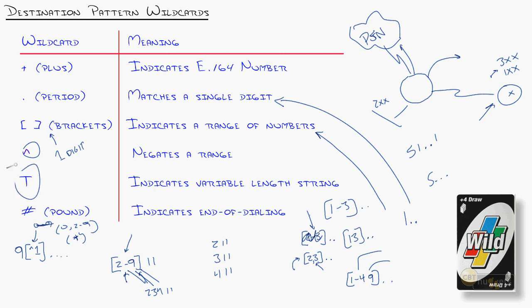Now, let me hit T. T is the ultimate dial string. It matches anything. So if I were to create a dial peer and I say destination pattern T, that matches anything from 0 to 30, I think it's 31 digits in length. Now, the problem is, how does the router know when you're done dialing?